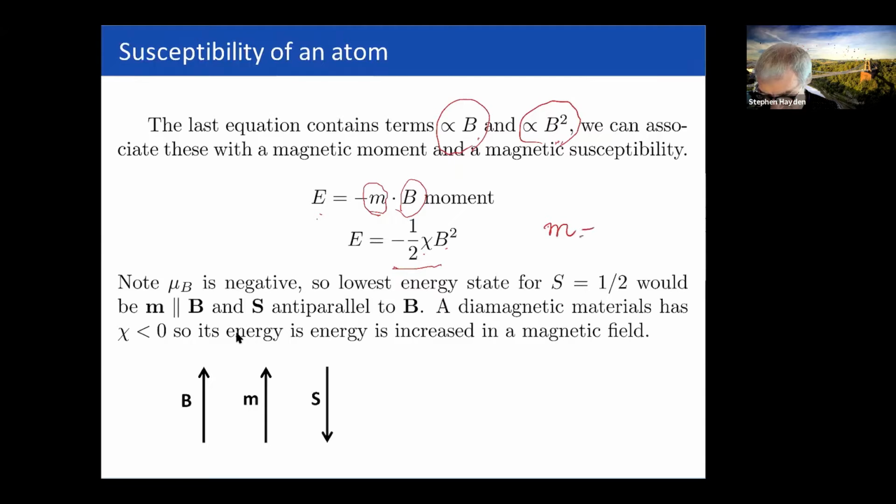So what's happening here is we've got a moment that's induced with a field, okay, and then when we convert it to an energy, this moment is going to interact with your field. So you get a square here. Okay, so that's just connecting things up. So if you have a diamagnetic material, for example, then the susceptibility is negative. So that means that when you put the system in a field, its energy increases. Okay. And if you had something with a positive susceptibility, then its energy would decrease.